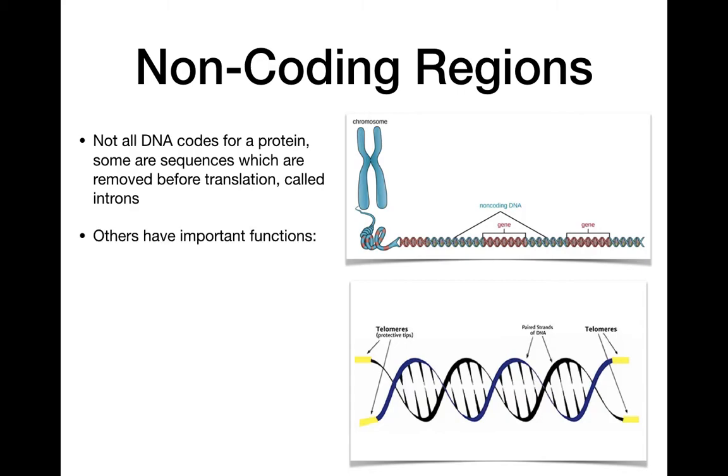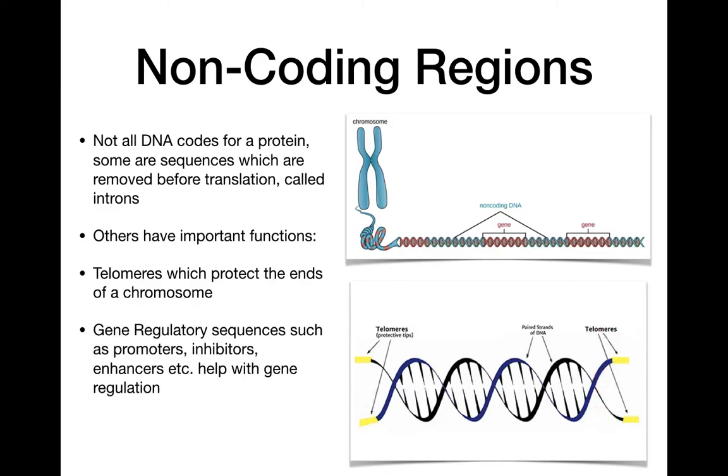Others have different kinds of functions. Some of those functions would include telomeres, which you can see here in the second diagram. They're showing they protect the very ends of your chromosome. We also have gene regulatory sequences. They're important for gene expression, like promoters, inhibitors, enhancers. They help regulate the genes and help the body turn on which genes are being transcribed and then translated and which ones are not at which time.